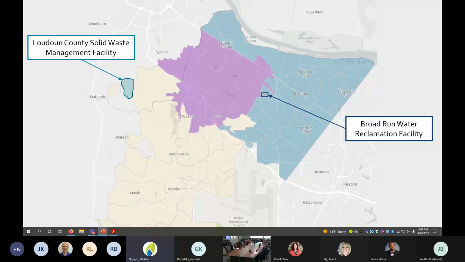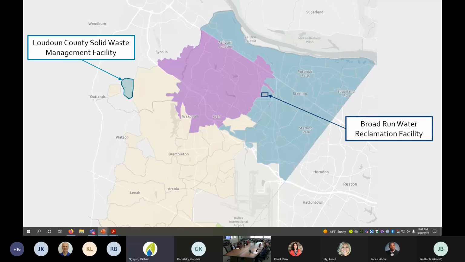So just a little bit of background on our landfill. So the Loudoun County landfill, it's a municipal solid waste landfill. So they don't take hazardous waste, they take construction material, household waste, and they are located right on the, oh, look at that, there it goes, the border of our service area.